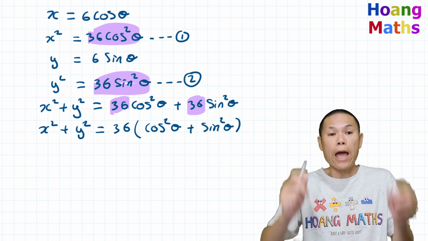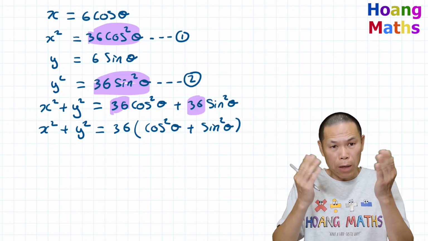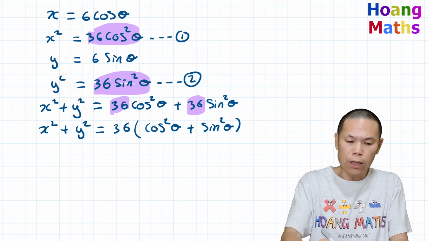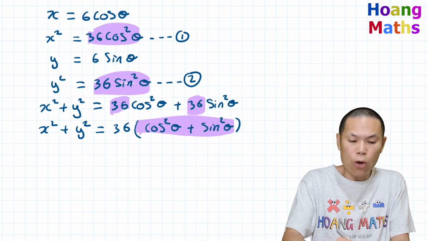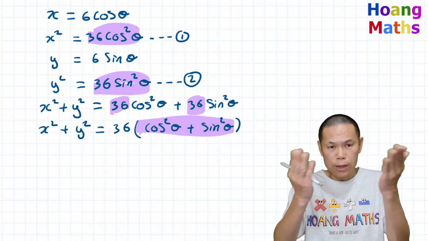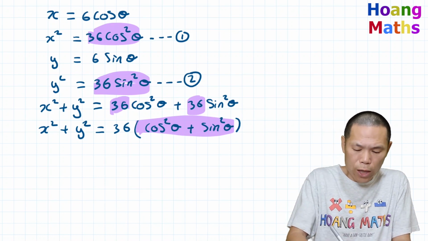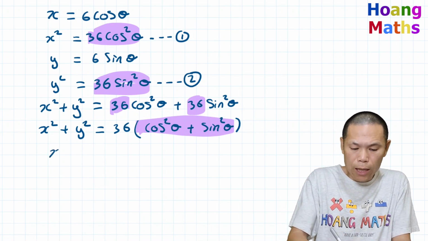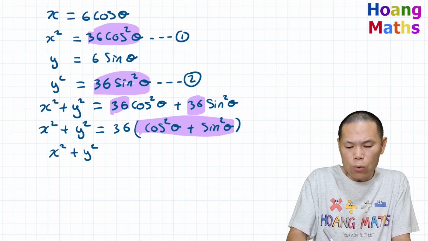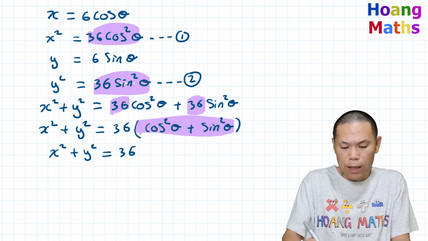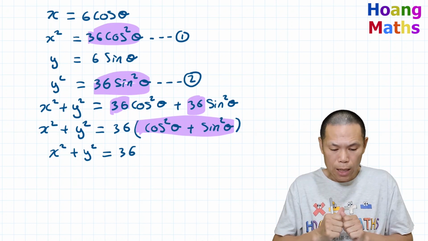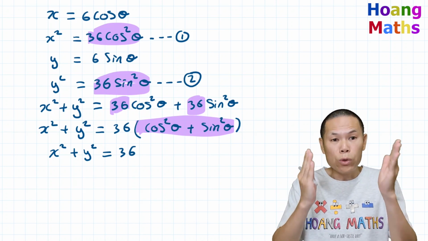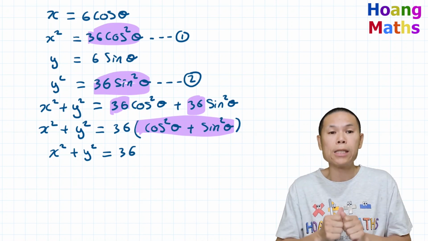And we know that cos squared theta plus sine squared theta is equal to 1. So this gives me 1, and 36 times 1 is 36. Therefore, the answer is x squared plus y squared is 36. So this is the Cartesian equation, and the center of the circle is (0, 0) and the radius is 6.